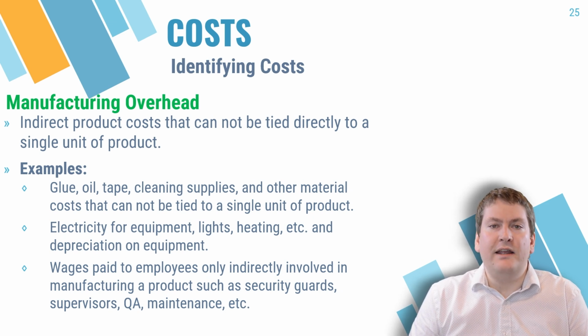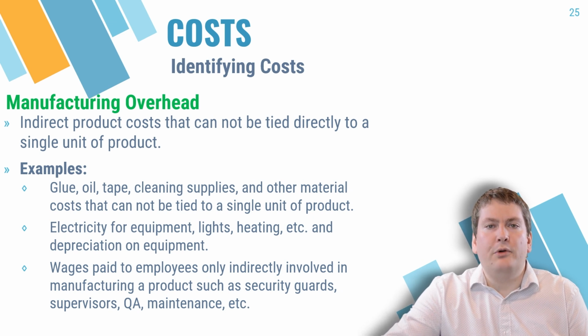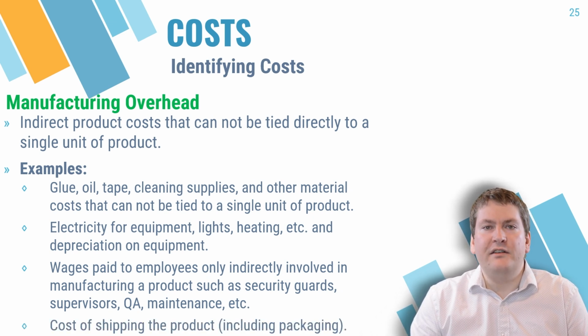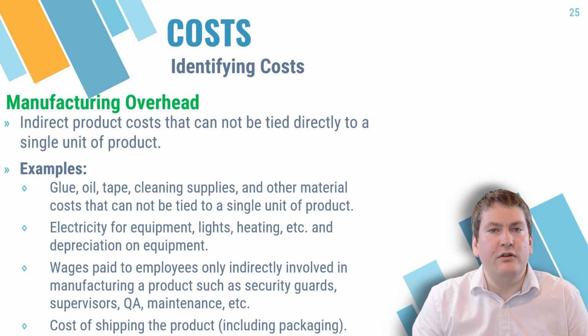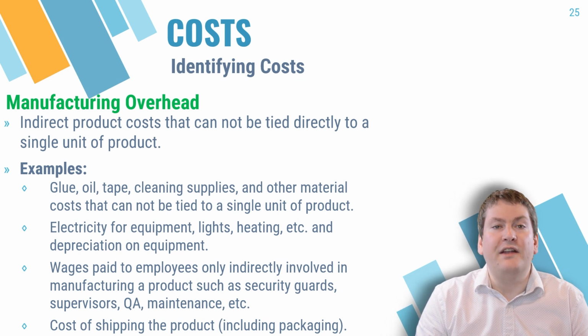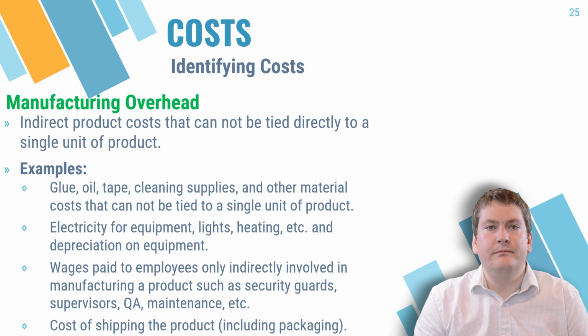Overhead also includes labor costs for employees not directly related to manufacturing your product, such as security guards, supervisors, quality assurance employees, and maintenance personnel. Finally, the cost of transporting or shipping your product to where it needs to go, either directly to the consumer, to a warehouse, or to a retailer. These would be manufacturing overhead costs. The exception being if you pass these costs on to the consumer, for example, if you made them pay shipping and handling.